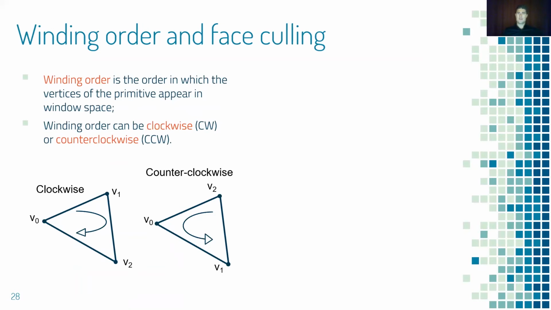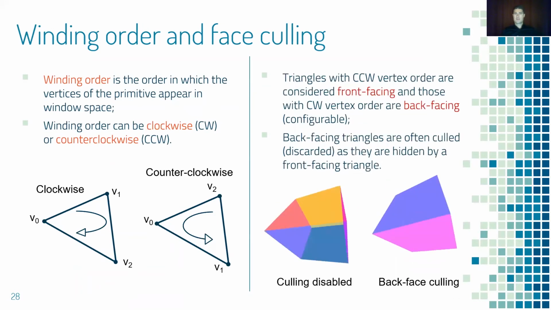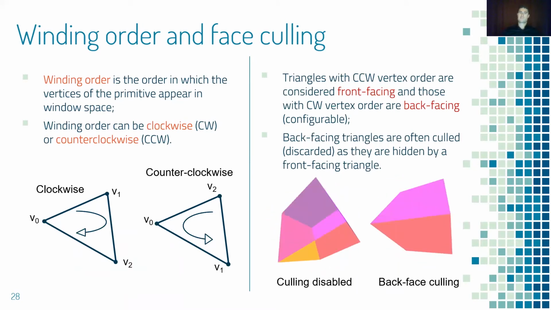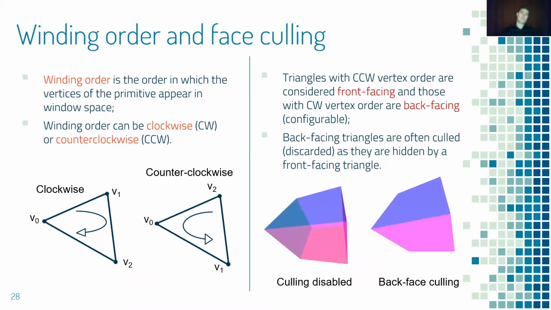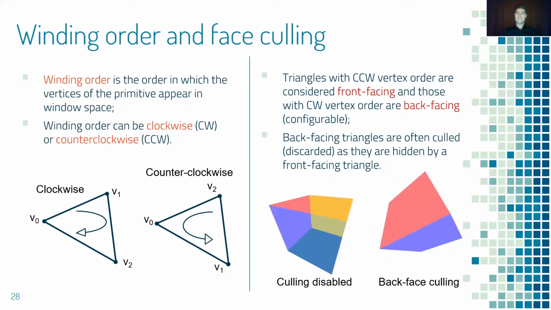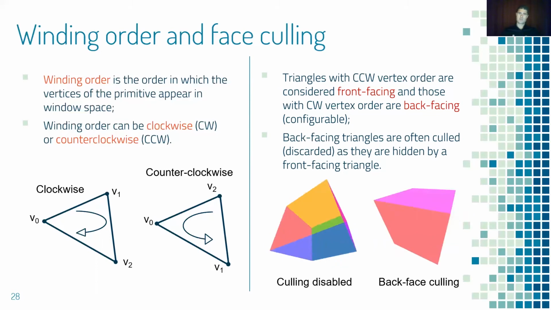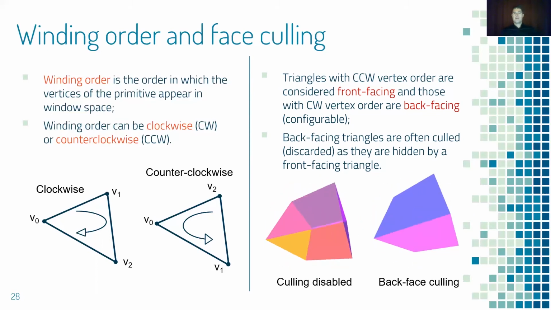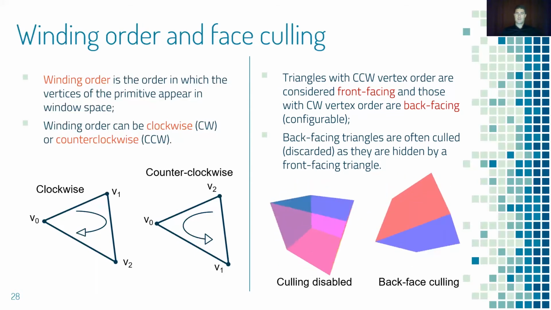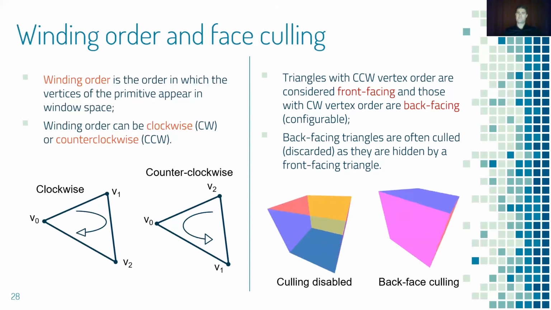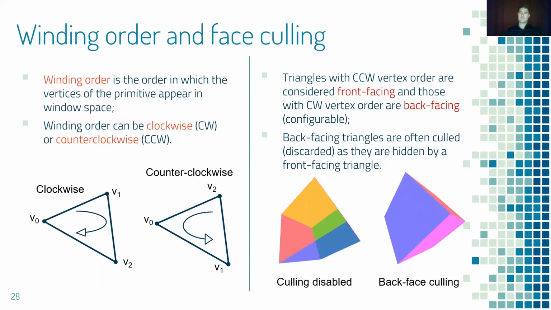It's important because triangles with counterclockwise vertex order are considered front-facing, and those with clockwise vertex order are back-facing. This can be changed, it is configurable, but by default it's usually like that. Back-facing triangles are often culled, which means discarded, as they are hidden by a front-facing triangle.